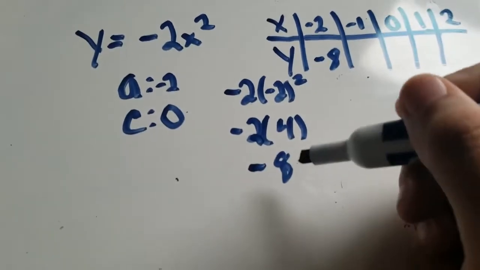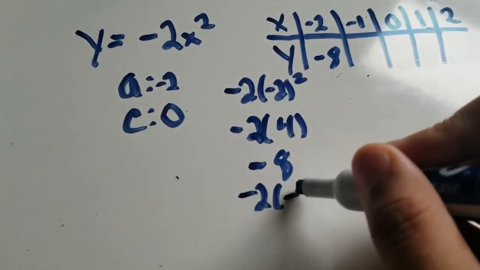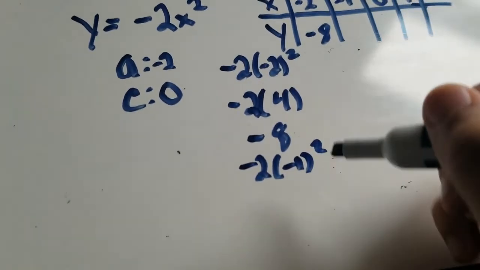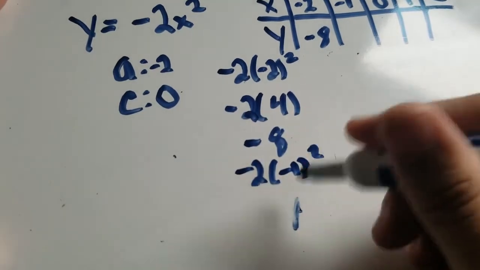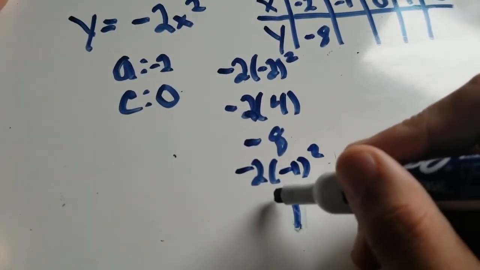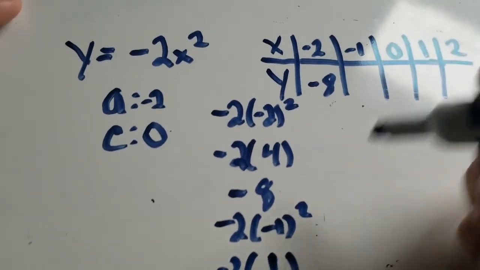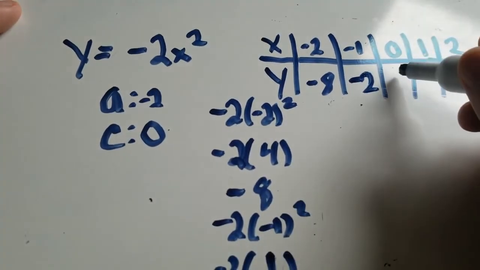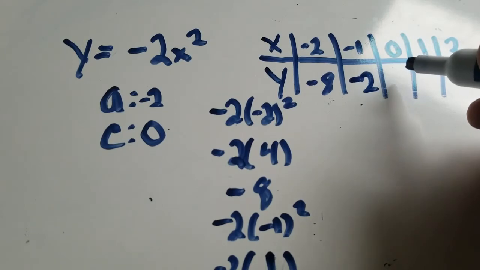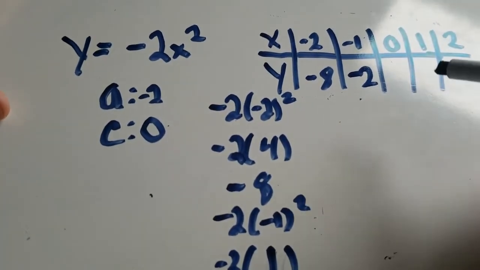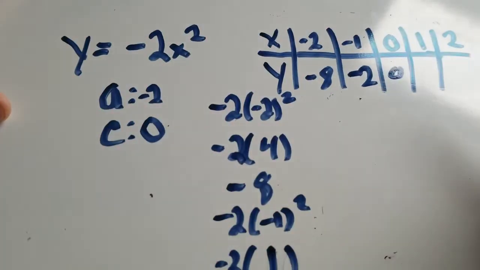All right, let's plug in negative 1. Negative 2 times negative 1 squared. Remember, negative 1 squared happens first. So negative 1 times negative 1 is positive 1 times negative 2. That's negative 2. So we're going to put a negative 2 here. Over here is 0. We're going to do 0 squared is 0. 0 times negative 2 is still 0.